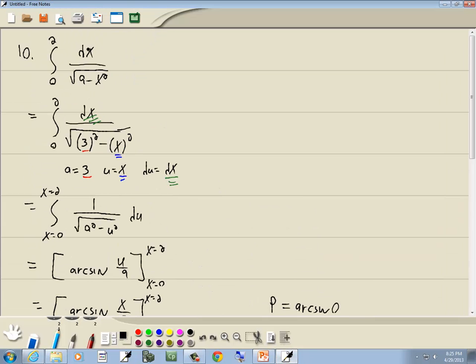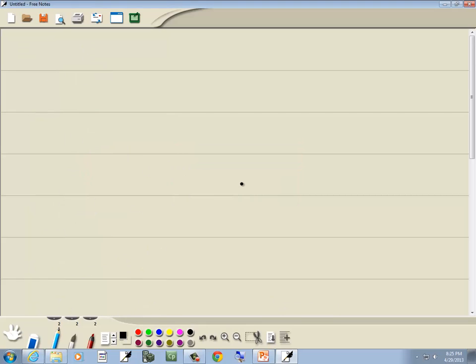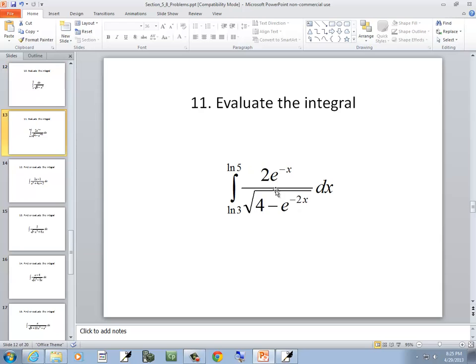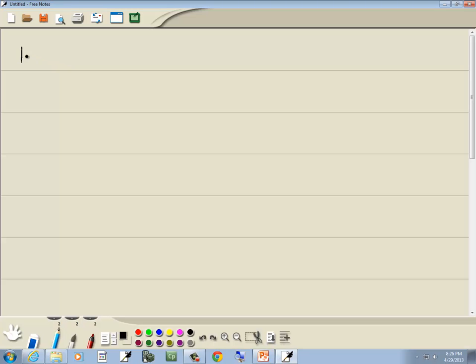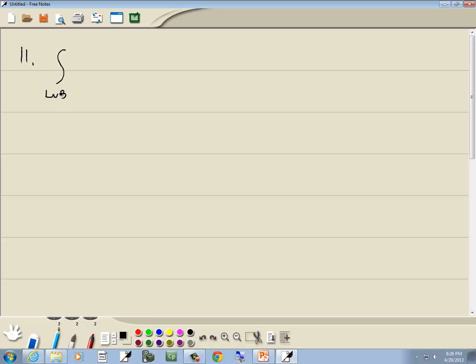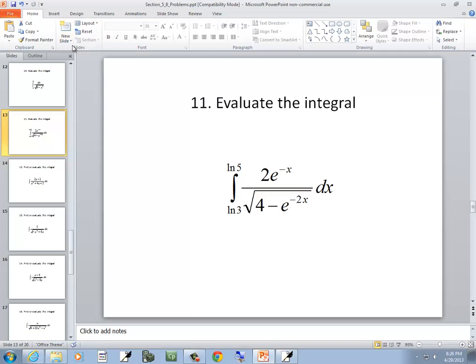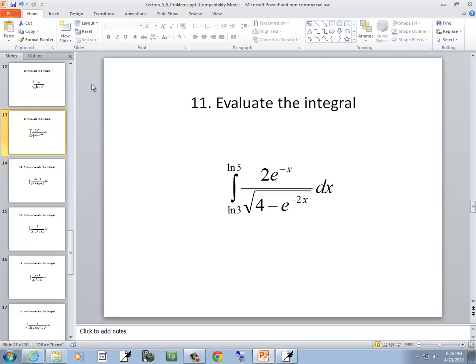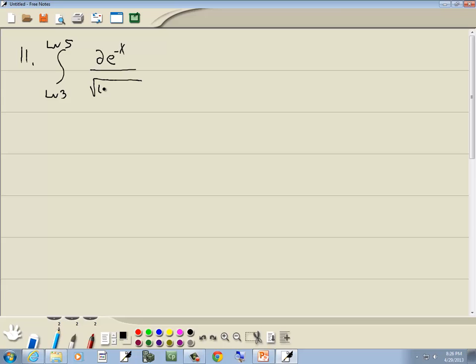That was problem number 10. So let's look at number 11. Another definite integral. And we got natural log of 3 and natural log of 5. 2e to the negative x over square root of 4 minus e to the negative 2x dx.